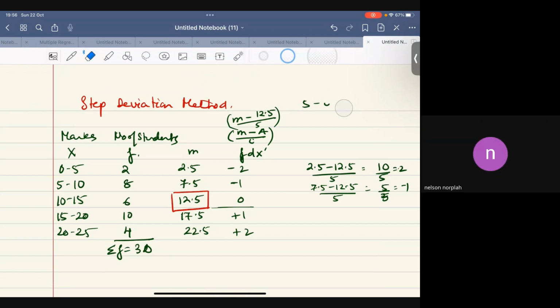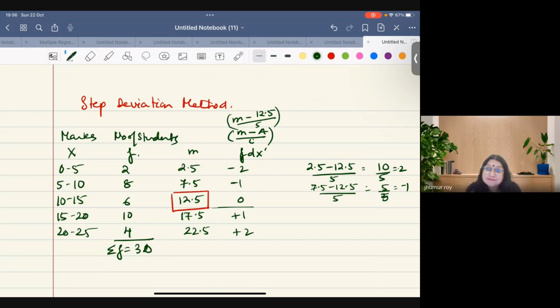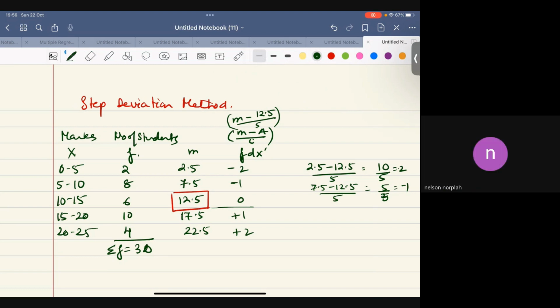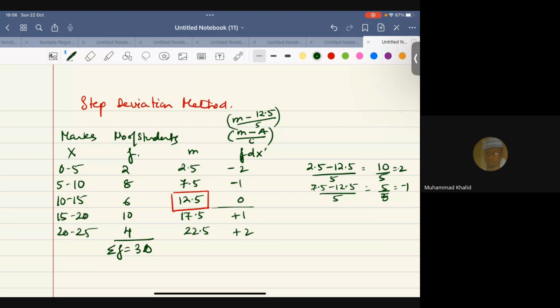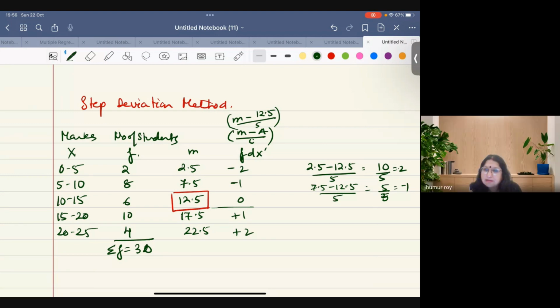Madam, I have a question. Yes, tell me. I wanted to ask, if the class interval is not the same, what happens? Generally, whatever questions you will get, class interval will be the same. And if class interval is not the same, use the direct method. Step deviation method is used when the class interval is the same. Okay.